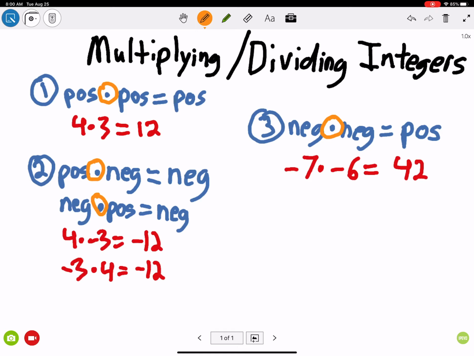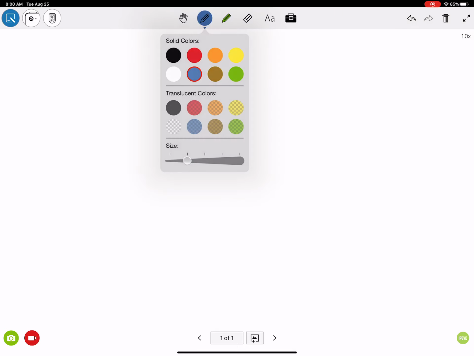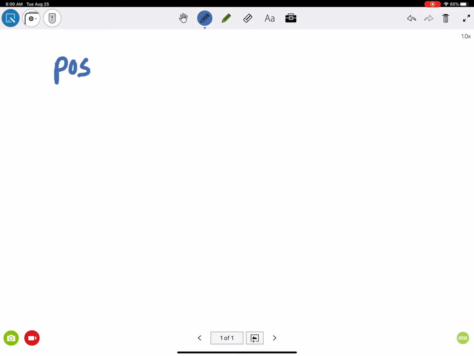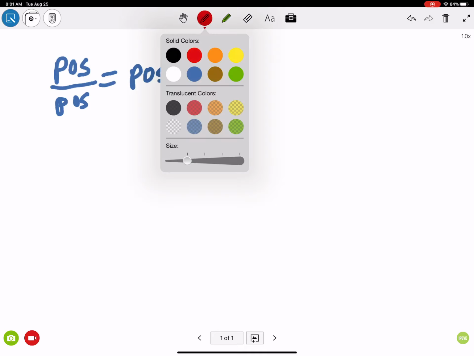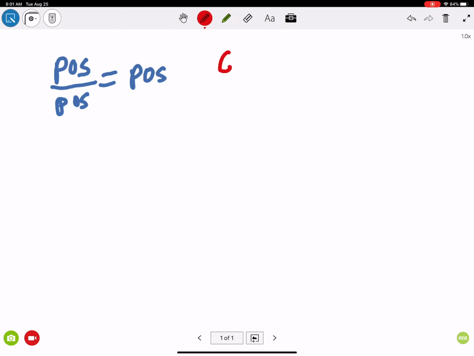In fact, I can just rewrite that. So let's do that. Positive divided by positive. Why did I write it this way? I could have written it with a division symbol, but remember, a fraction bar means divide. Anytime you see a fraction bar, it means that the numerator is divided by the denominator. So positive divided by a positive is a positive. An example of that, if I have 6 divided by 2, 6 divided by 2 is positive 3.